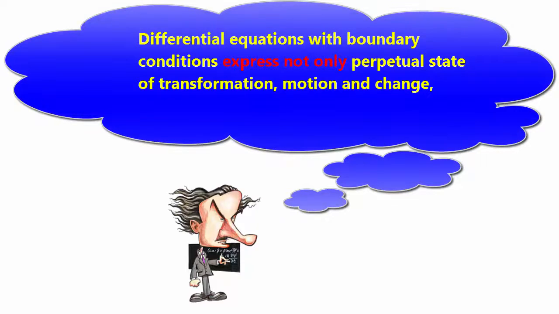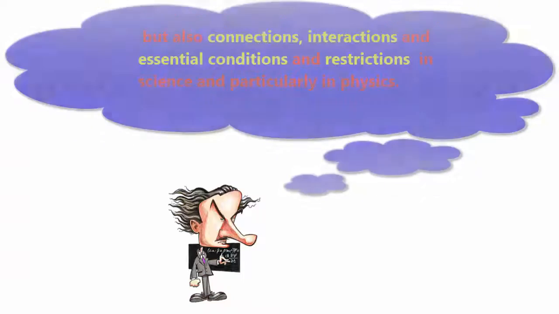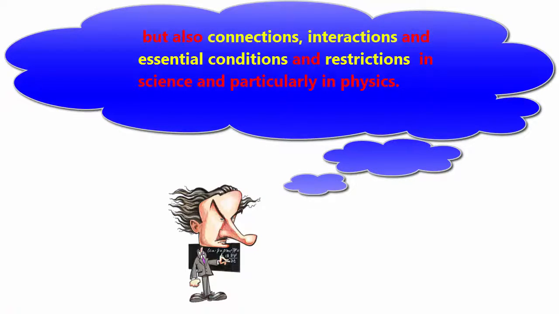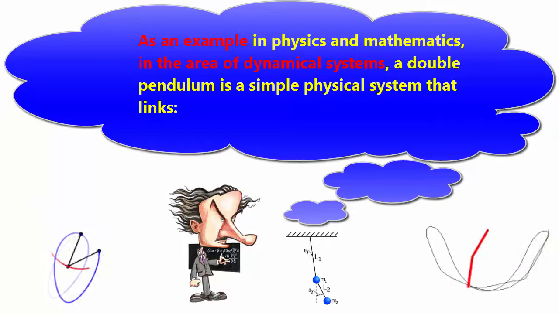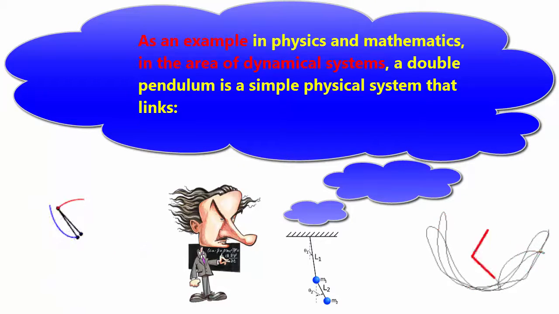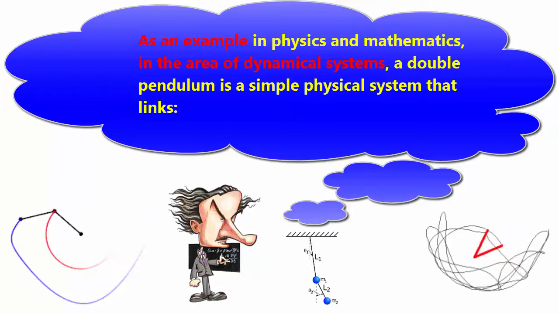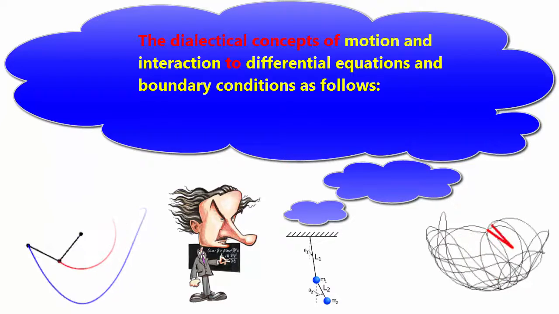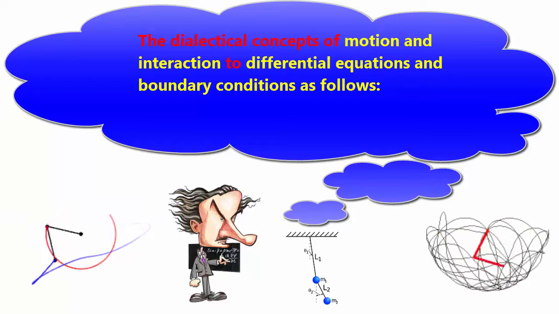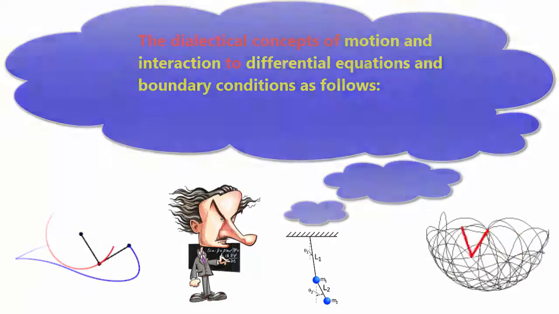Differential equations with boundary conditions express not only the perpetual state of transformation, motion, and change, but also connections, interactions, and essential conditions and restrictions in science and particularly in physics. As an example, in physics and mathematics, in the area of dynamical systems, a double pendulum is a simple physical system that links the dialectical concepts of motion and interaction to differential equations and boundary conditions as follows.